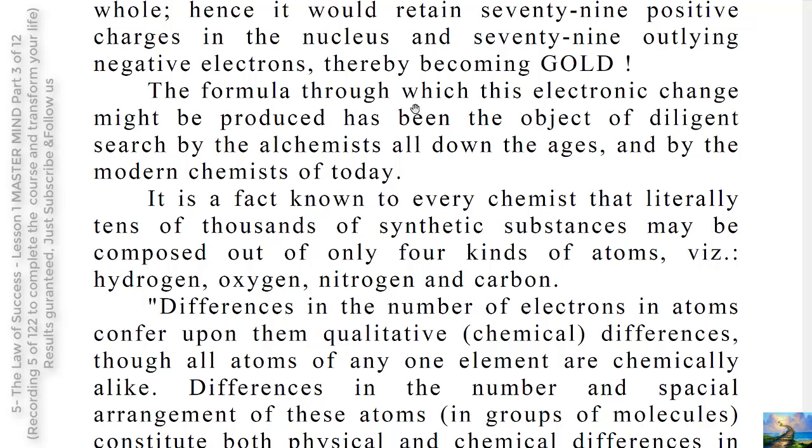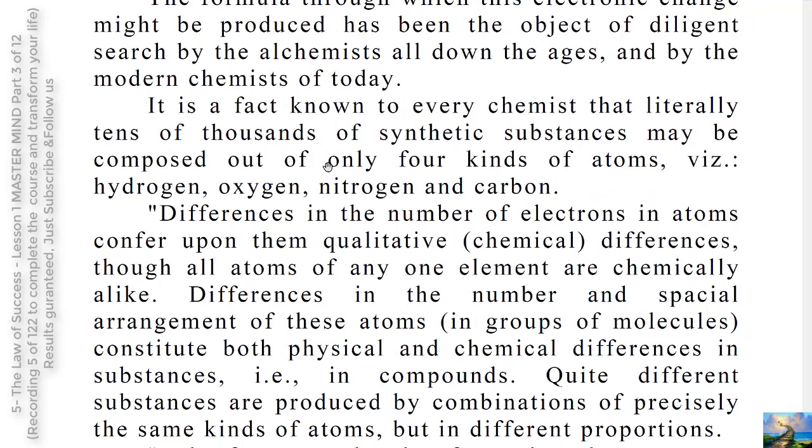The formula through which this electronic change might be produced has been the object of diligent search by the alchemists all down the ages and by the modern chemists of today. It is a fact known to every chemist that literally tens of thousands of synthetic substances may be composed out of only 4 kinds of atoms, viz., hydrogen, oxygen, nitrogen, and carbon.